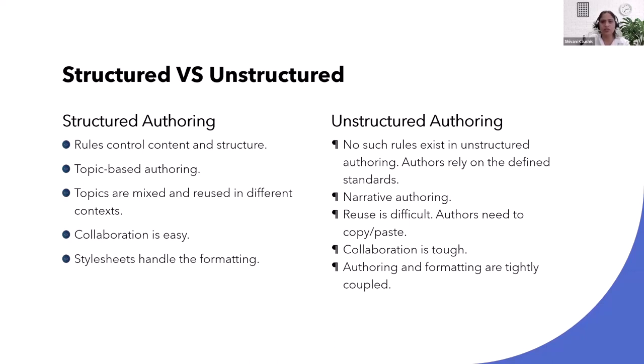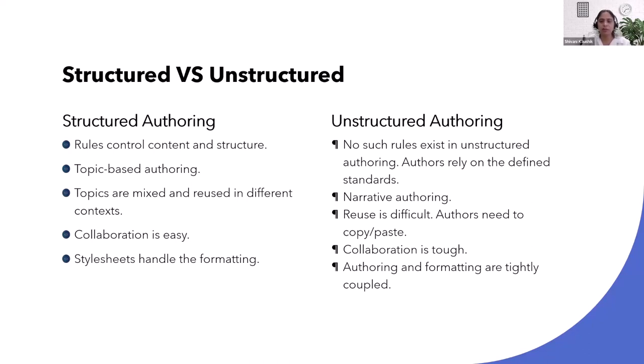In structured authoring, which is topic-based authoring, individual topics can be disassembled as needed for a specific reader purpose, as each one has its own context. Unstructured authoring is a narrative form of writing; content flows from beginning to end. The other difference is that topics are mixed and reused in different contexts. The single source of truth enables reuse of chunks of content, which eliminates duplicate effort in structured authoring. Whereas in the unstructured form, reuse is difficult. Authors need to copy and paste the content, resulting in human errors.